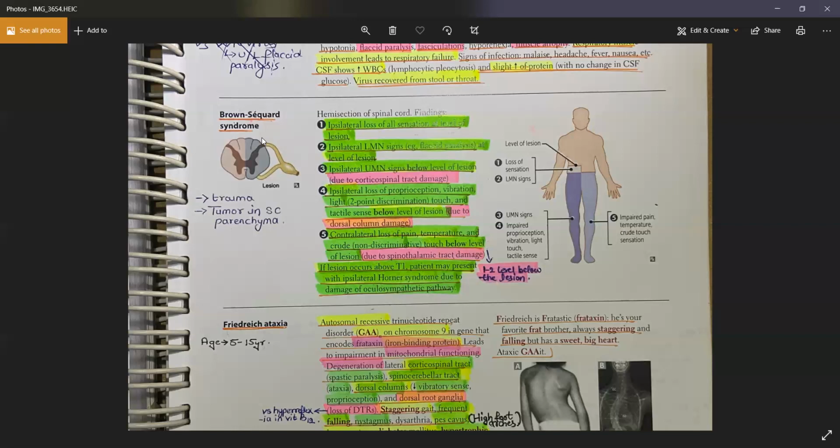If the lesion happens at any level up to T1, because sympathetic fibers are running from here, and especially all the fibers for Horner syndrome, the oculosympathetic pathway, all these fibers exit up to T1. So up to T1, if you have any kind of lesion like the Brown-Sequard syndrome, you will also get the ipsilateral Horner syndrome. Is that okay?